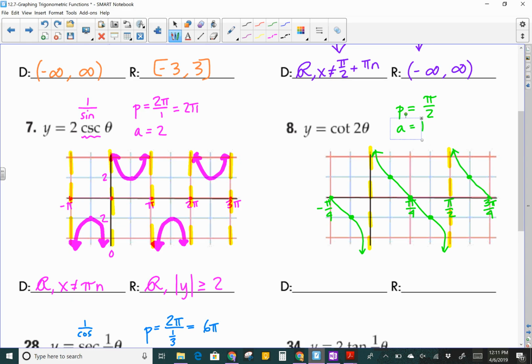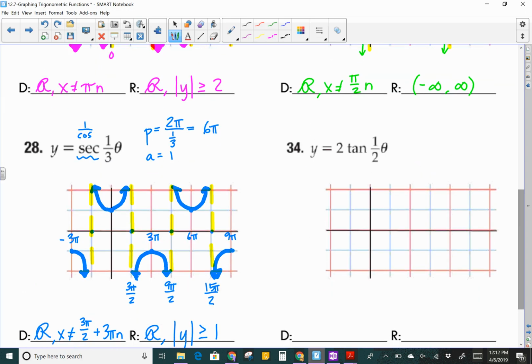Okay, what's my domain? That's 0, pi over 2. The next one actually is going to be pi, which is 2 pi over 2. So I'm hoping y'all can see that those are all multiples of pi over 2. So we have x not equal to pi over 2 n. My range goes on forever and ever in both directions. All right, last one.